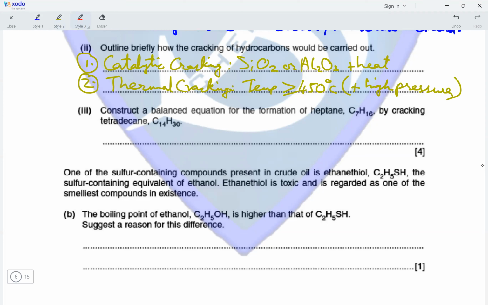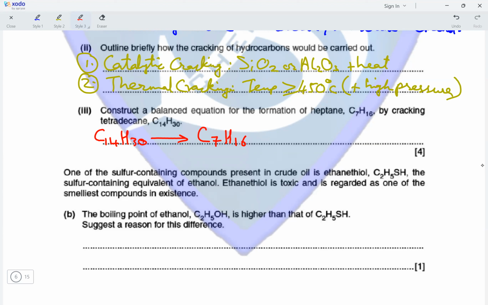Construct a balanced equation for the formation of heptane by cracking tetradecane. So tetradecane is C14H30. When this is cracked to produce C7H16, if we remove 7 carbon atoms, we are left with 7 carbon atoms. So we need to form the more useful fractions. One of the most useful fractions is octane, but octane would not be possible here because we need 8 carbon atoms and only 7 carbon atoms remain.